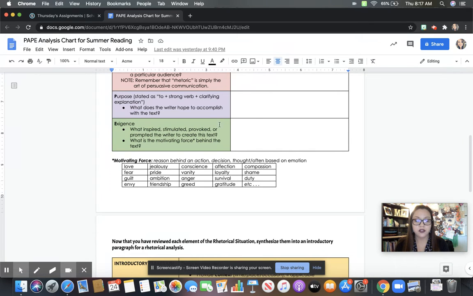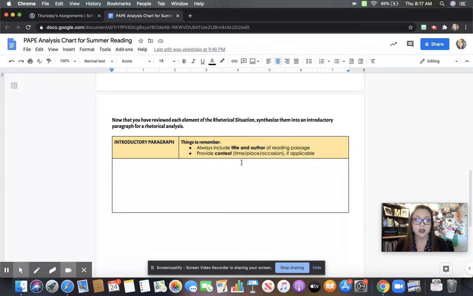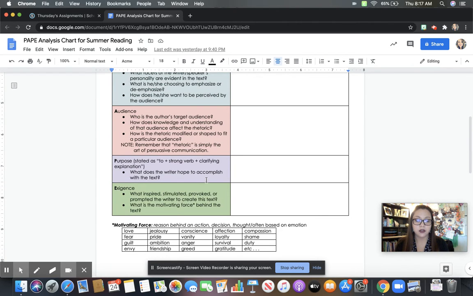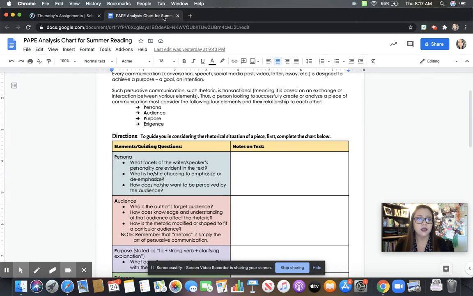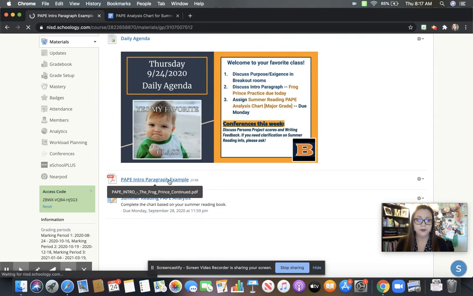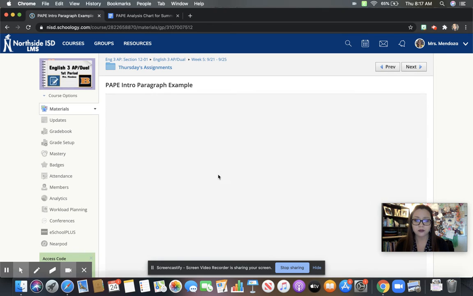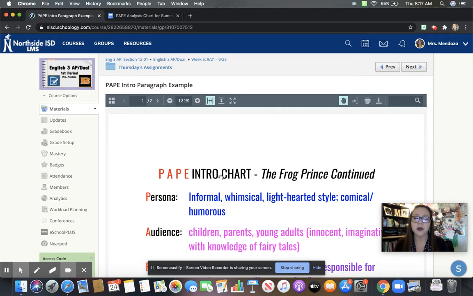And so once you finish those two things and we've discussed that, we're going to move into our introductory paragraph. This should be color-coded according to the colors on the chart, so that way I know that you've incorporated all elements of the rhetorical situation, as well as the title and the author and the context. So on your folder for today, I did give you an example of what this might look like using my super brief minimum requirements notes, okay?